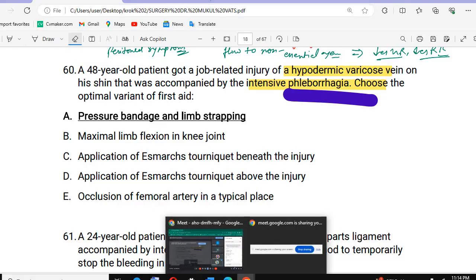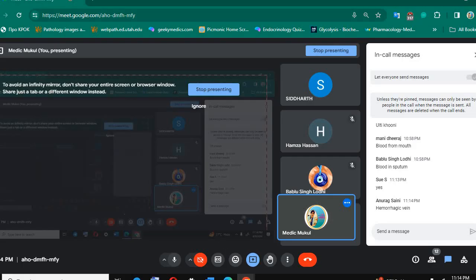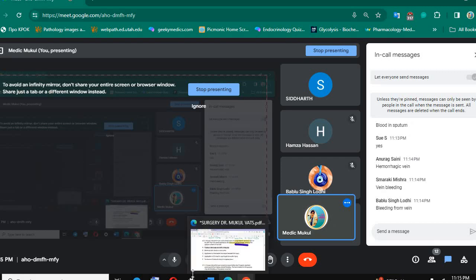Tell me, what is phleborrhagia? Hemorrhagic vein, vein bleeding. Okay, vein bleeding, bleeding from the vein.